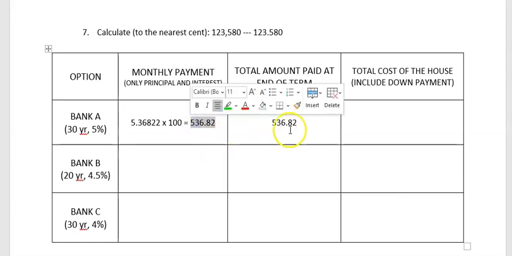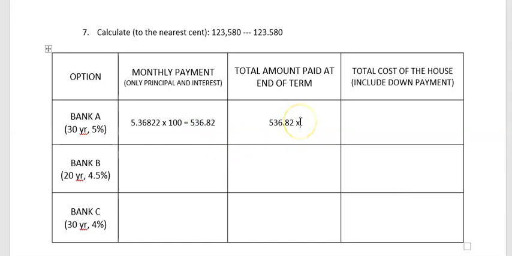$536.82 every month, right? So how many months are we going to pay that for? Well, we're doing 30 years, right? So 30 years is 360 months. If we're doing the 20-year loan, then it's 240 months, 20 times 12. So now this number is going to be big, because we're paying that monthly payment for 30 years. That's a long time. So we get $193,255.20.